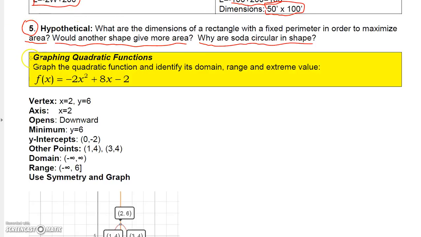I'm going to work one more problem and kind of tag it on at the end of this. I'll show you how to put all this together and graph a quadratic function on the next.